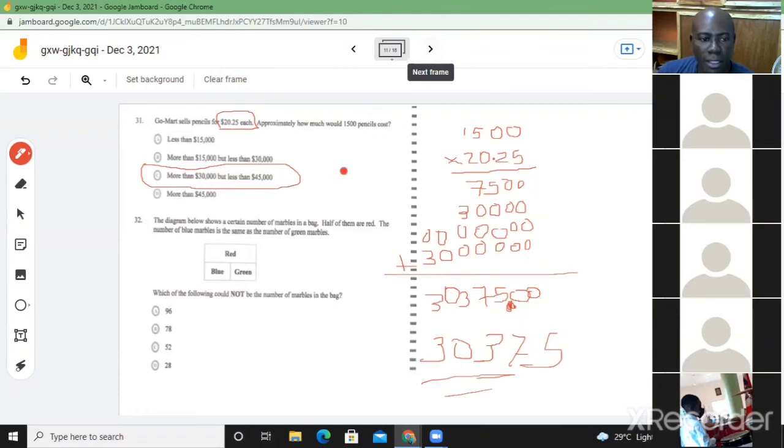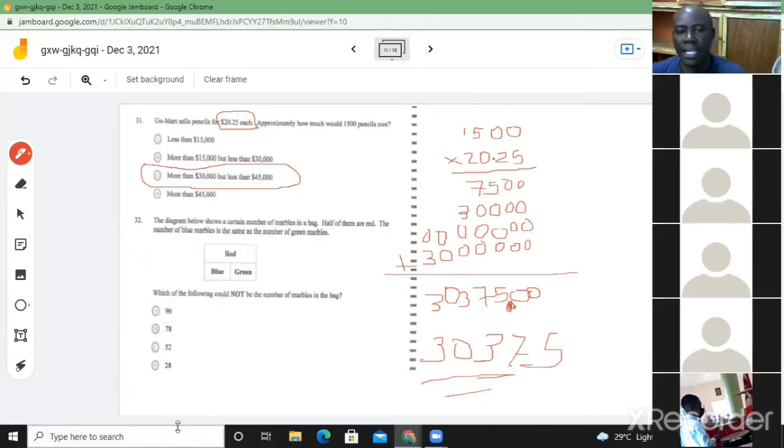All right. Sorry about that. Oh, there's another piece here. You couldn't tell me that there was another question here. All right, so the other question: the diagram below shows certain numbers of marbles in a bag. Half of them are red, and the number of marbles in that is the same as the number of... Okay. Can you see what's going on right here?